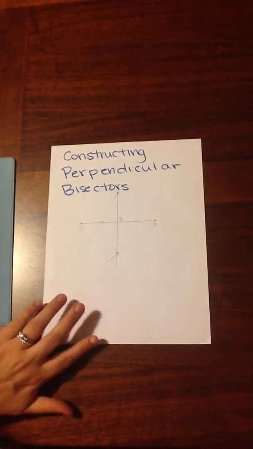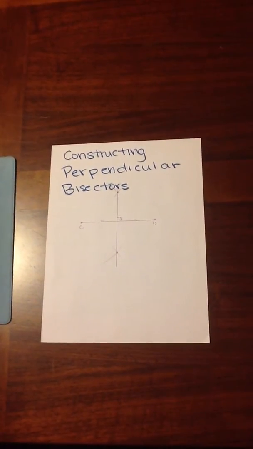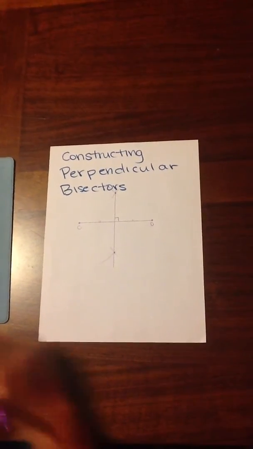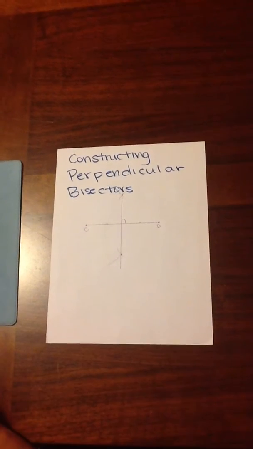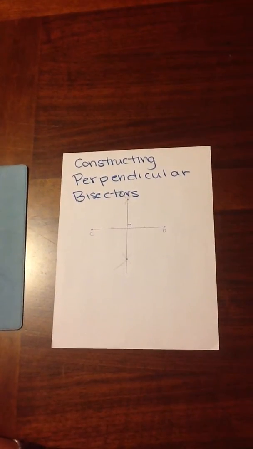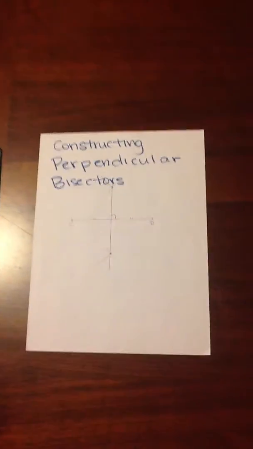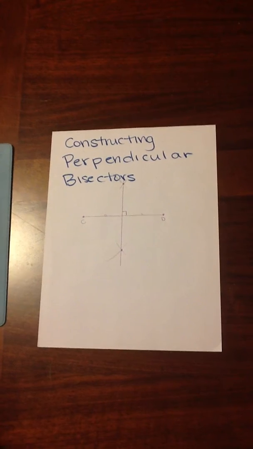At this point, I would draw a few segments, practice constructing a perpendicular bisector. If you want to check your work, grab a ruler to make sure that these 2 segments are congruent. Grab a protractor to make sure that these 2 segments are perpendicular, but you're using a compass and a straight edge to do the construction.